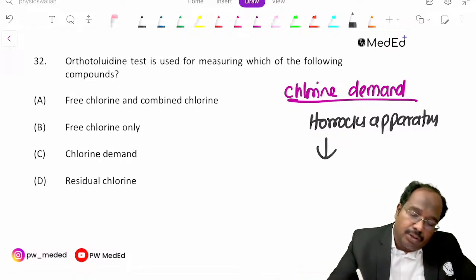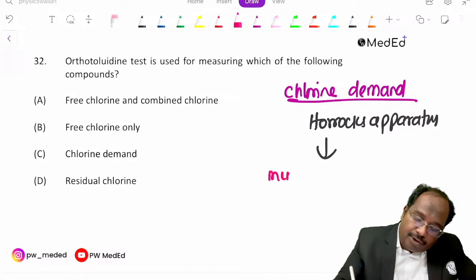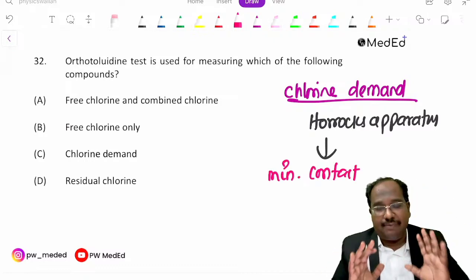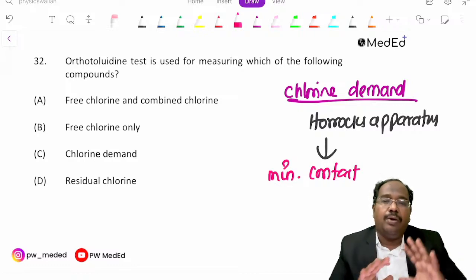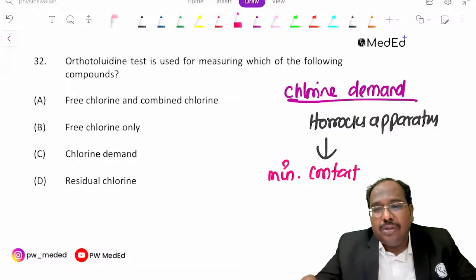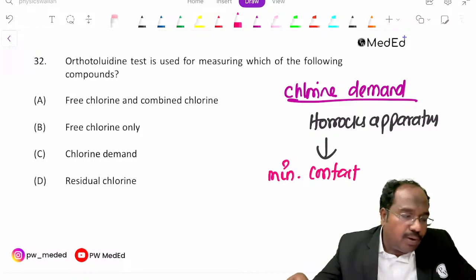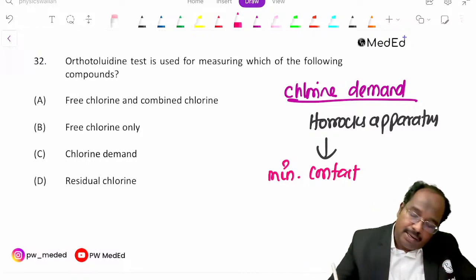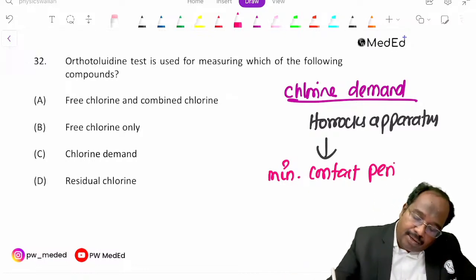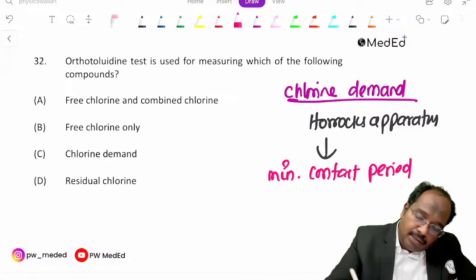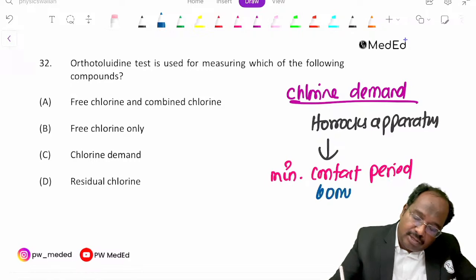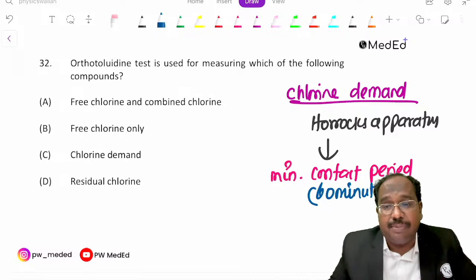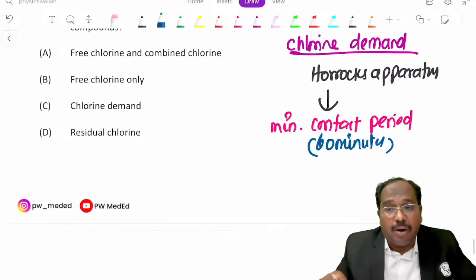So the minimum contact period when you are adding bleaching powder, suppose there is a water tank in a village and you want to add chlorine there. How much time after adding chlorine, what is the minimum contact period? The minimum contact period should be 60 minutes, guys. So don't allow the water to come out for 60 minutes. That is the minimum contact period.